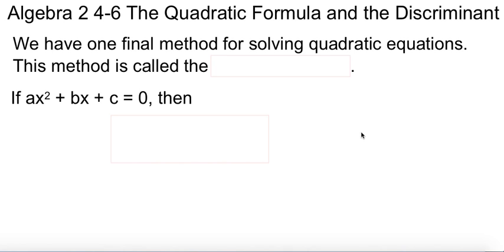This is Algebra 2, Chapter 4, Section 6, in which we study the quadratic formula and the discriminant. There's one more way that we're going to use to solve quadratic equations. Remember, we've done them by graphing, by factoring, and by completing the square. Now we've got one more tool, and that's the quadratic formula.